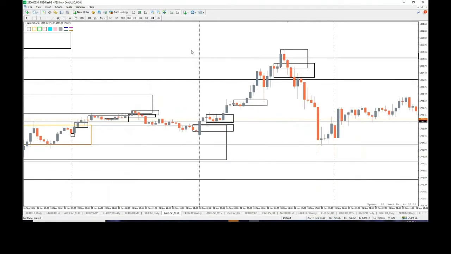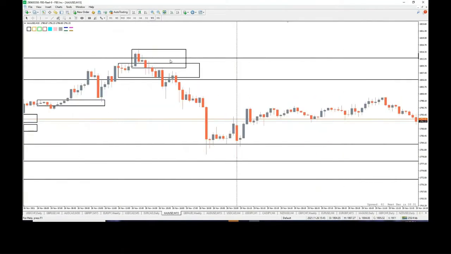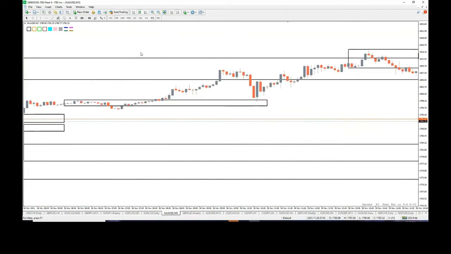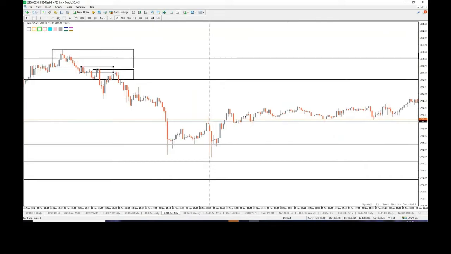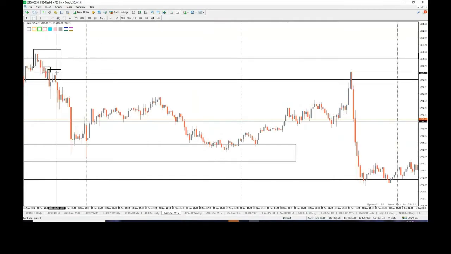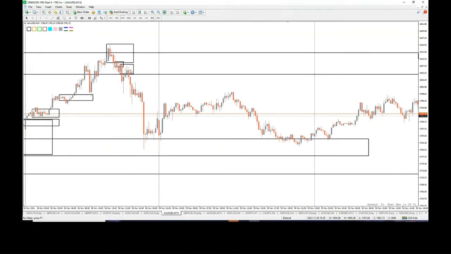Then we go to M30 or M15. Is there any engulfing buy? No, right? Engulfing sell. So we don't go for buy. We go for a sell. Nice. This is your first entry right here. Boom. So this is your first entry. Boom. This is your second entry. Boom.